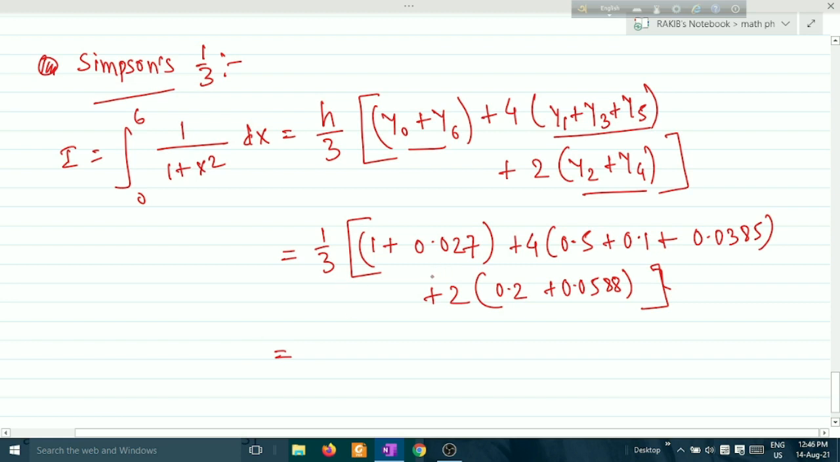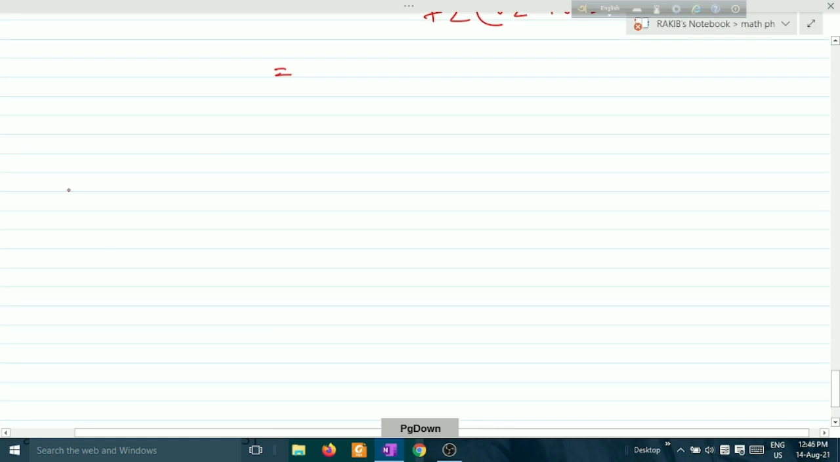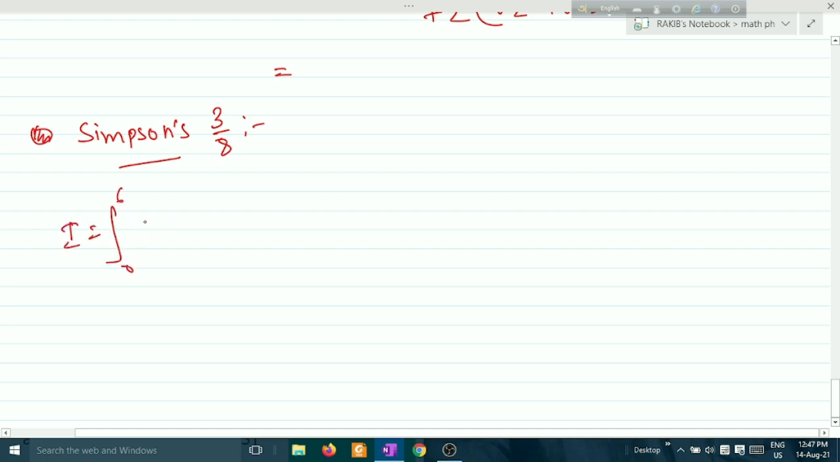Now calculate the Simpson's 3 by 8 rule. What was our 3 by 8 rule? The integration is from 0 to 6 of 1 upon 1 plus x square dx. In the very front there will be a 3 by 8 term times h.